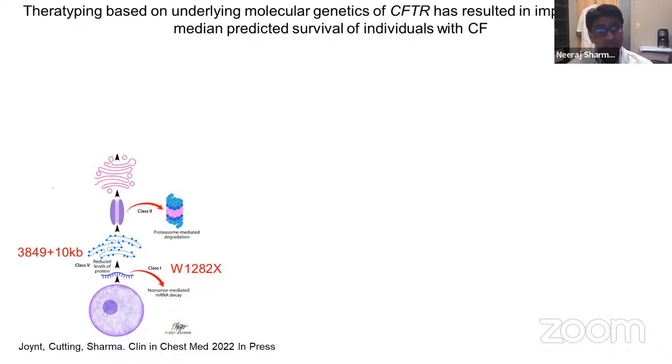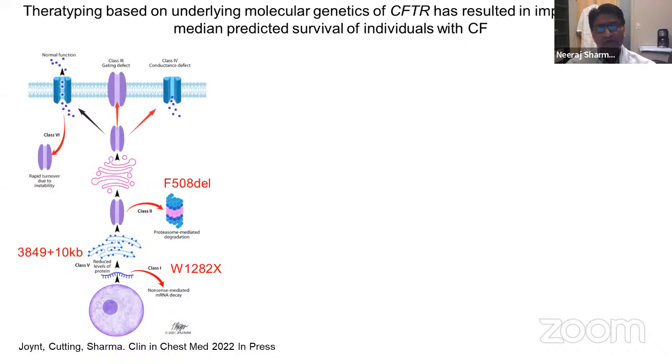Moving next to the class 2 mutation, what happens in this case is that there is no defect in the mRNA processing. However, the variant in this class results in misfolding. Because this is a misfolded protein, it never makes it to the Golgi, which is shown here in this pink organelle. So because this protein is misfolded, it is sent to the proteasome for degradation. And that is class 2. The classic example of that is F508del, which is the most common disease-causing variant among the CF population.